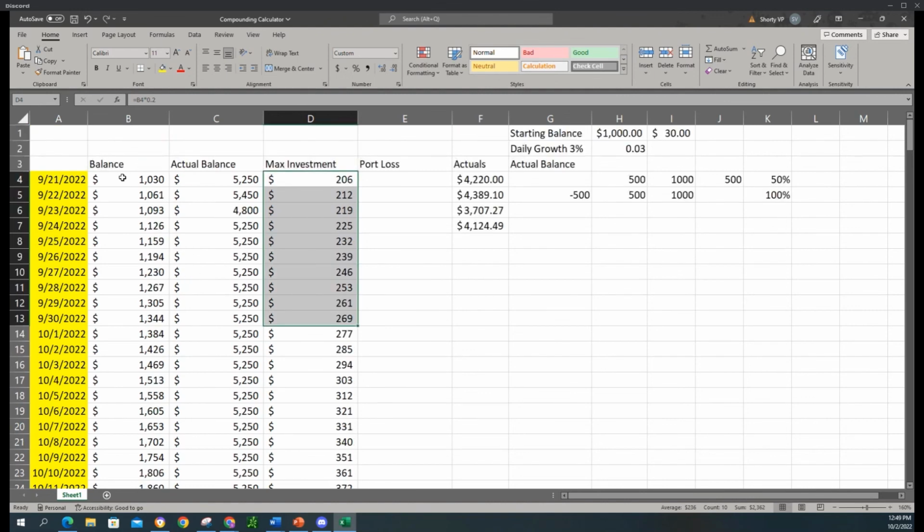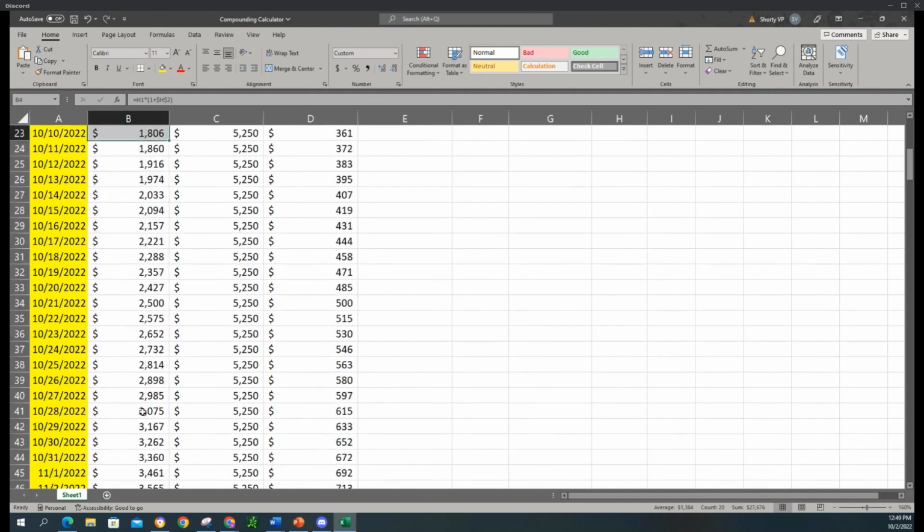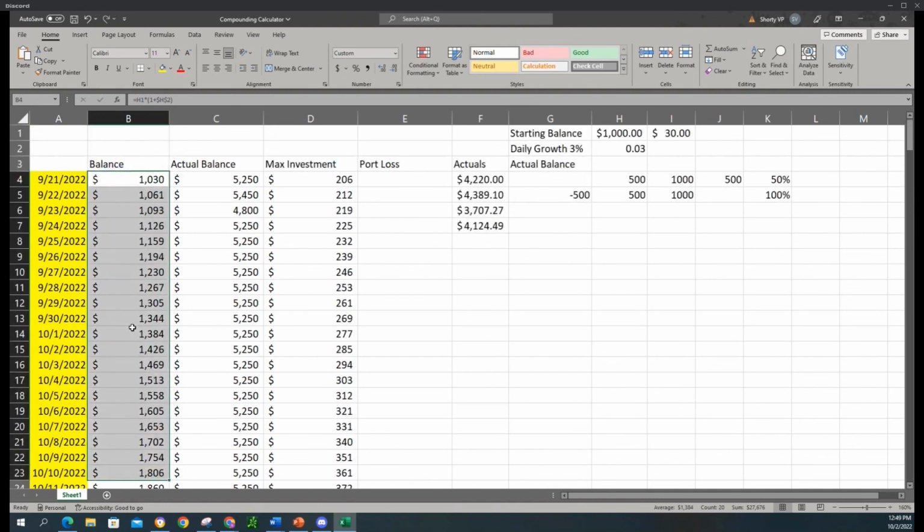Guys, just look at the path. For 60 days, as long as you're going on a path of compounding, do not disturb it. Your goal is not to disturb this. And if your daily growth is 3%, don't let your port lose more than 3%. At least stay positive from the previous day. Does that make sense?